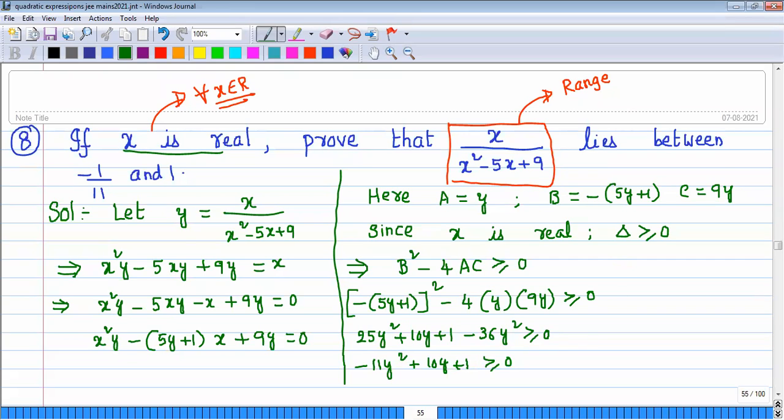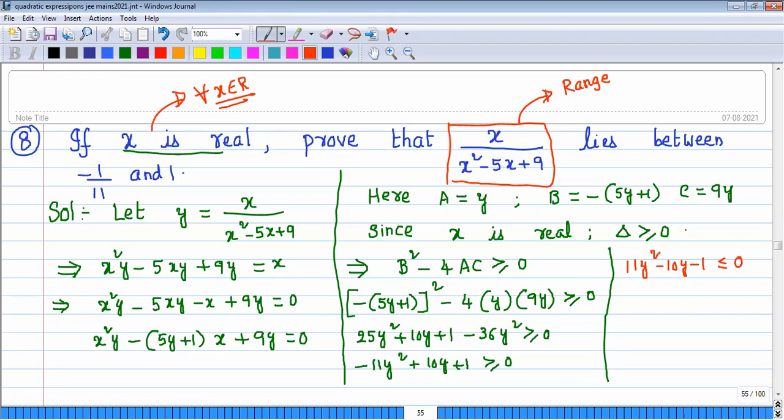So here make the coefficient of y square positive. Multiply negative 1 on both sides. If you multiply negative 1 on both sides, then what do we get here? This is a very important step. 11y square minus 10y minus 1 less than or equal to 0. It is a quadratic inequality in y. This we need to solve.